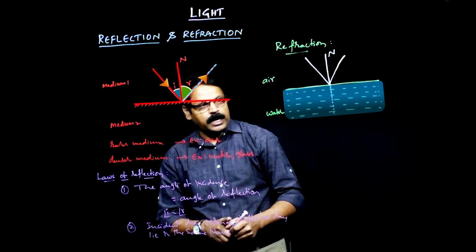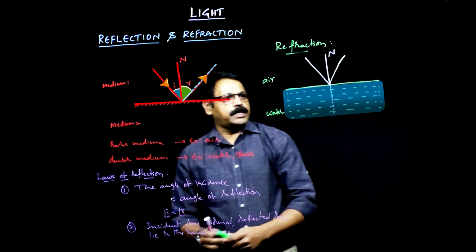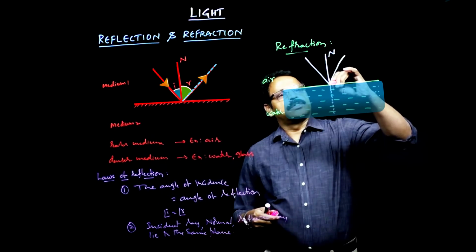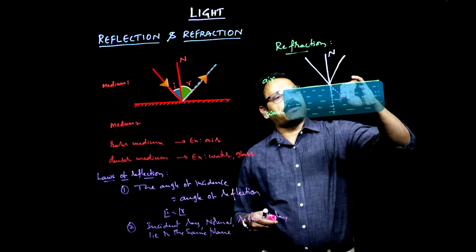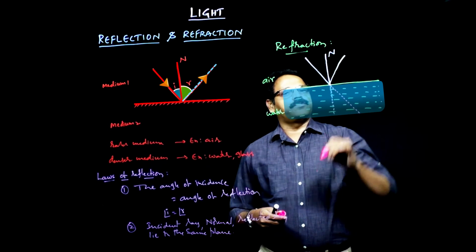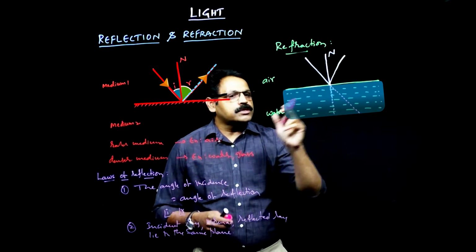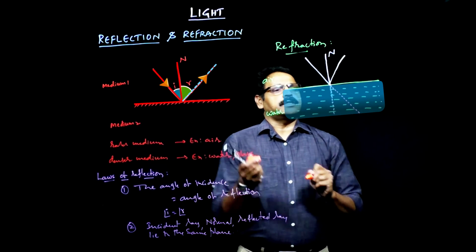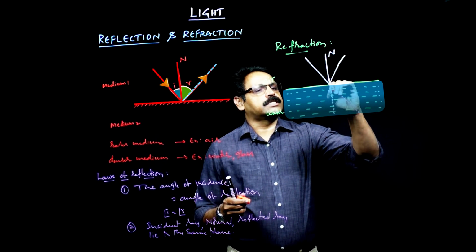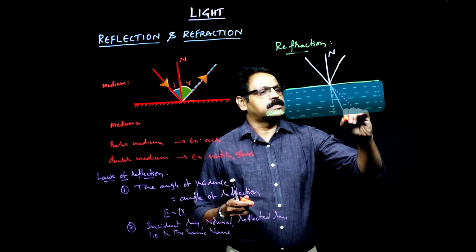In that case, what happens? This is going to be the undeviated path. If the water medium were not present, the ray would have travelled in this direction. This is called the undeviated path. But because of the presence of water, it is bending towards the normal. That means the ray is actually coming like this.